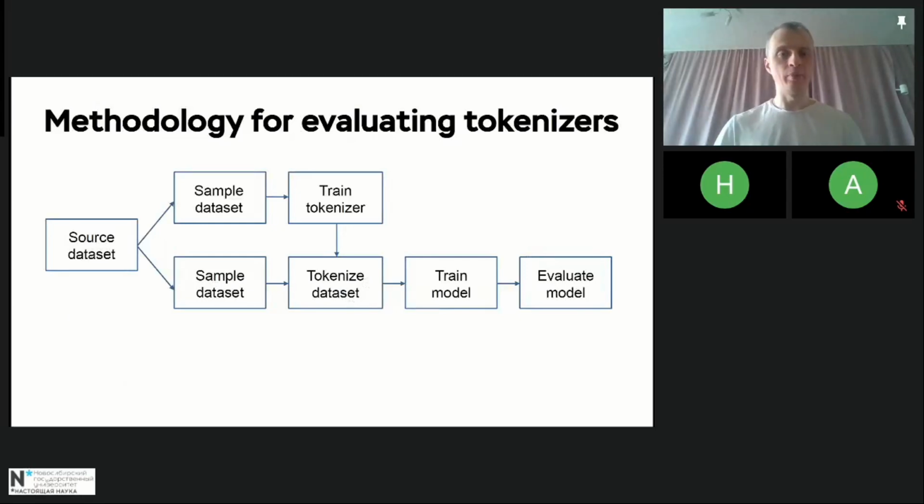The key idea behind this methodology, it is very important. I want to emphasize this. The key idea is that the model's performance reflects the quality of the tokenizer. So the question was how to evaluate tokenizer. The answer is evaluate the model, and it will correspond to the quality of tokenizer.